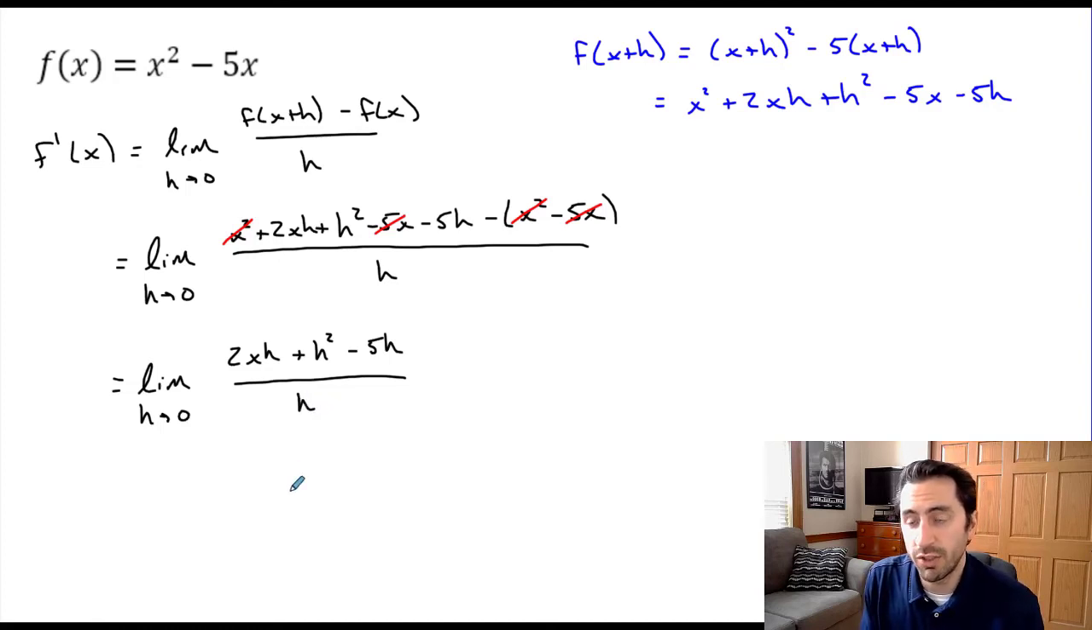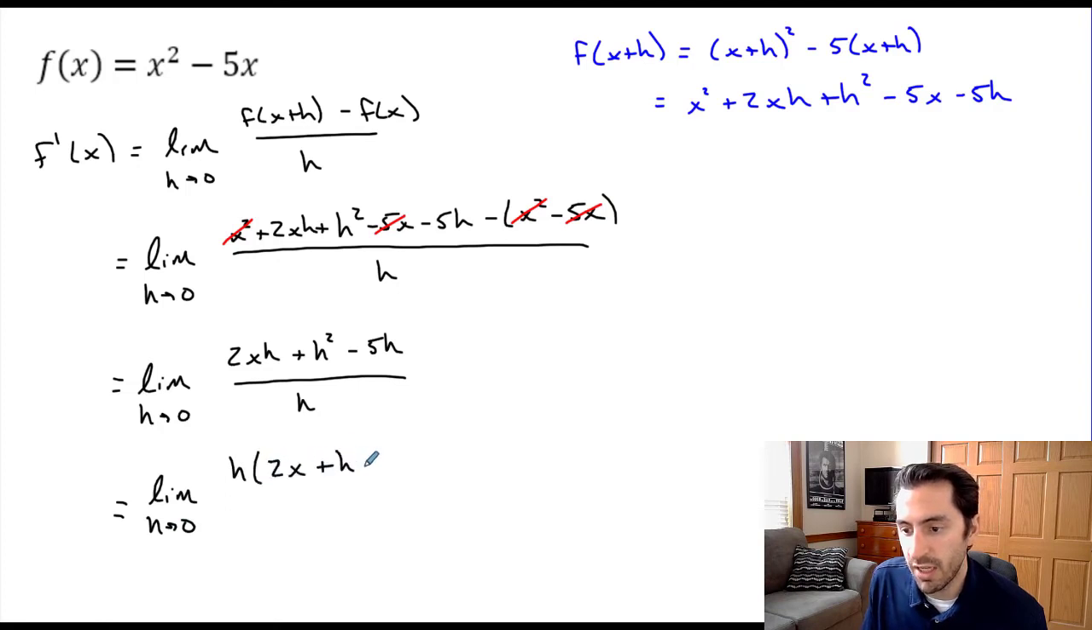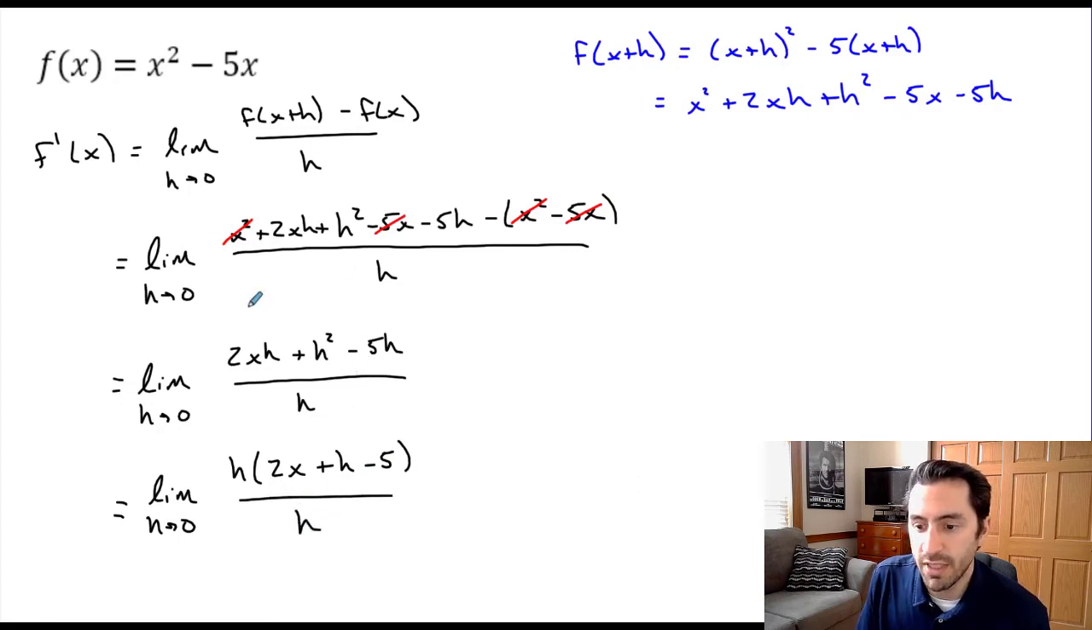Okay, looking at this expression, we cannot just plug in 0 for h because we'd end up with an indeterminate form, so we need to try and simplify. Looking at the numerator, all of those terms do have an h in them. So let's start by factoring out that h. If we do that, we're left with 2x plus h minus 5. And we're still dividing by h. And now factoring that out, these h's will simplify. And once they're simplified, now we can actually evaluate our limit.